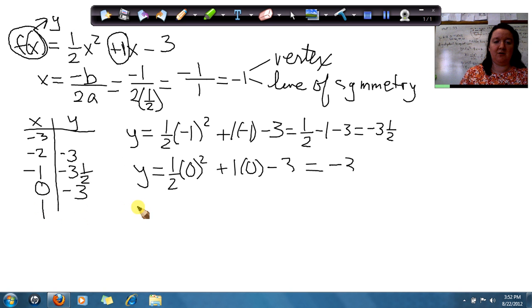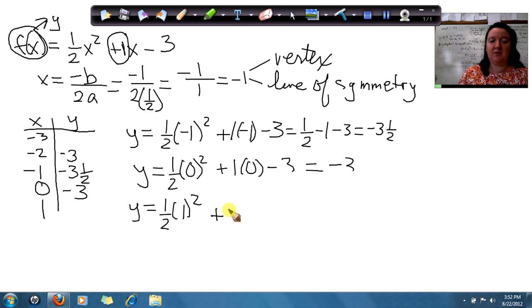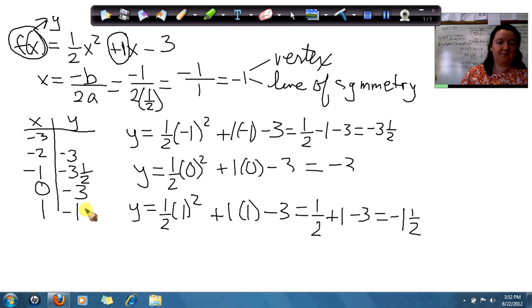So now let's look when we plug in a 1. We're taking 1/2 times 1 squared, and then plus 1 times 1 minus 3. And a 1 squared times 1/2 will give us 1/2. Plus 1 minus 3. So 1 minus 3 will give us a negative 2. Negative 2 plus a half will give us a negative 1.5. So that's our value there. Remember, because it's symmetric, that's also negative 1.5 at negative 3.